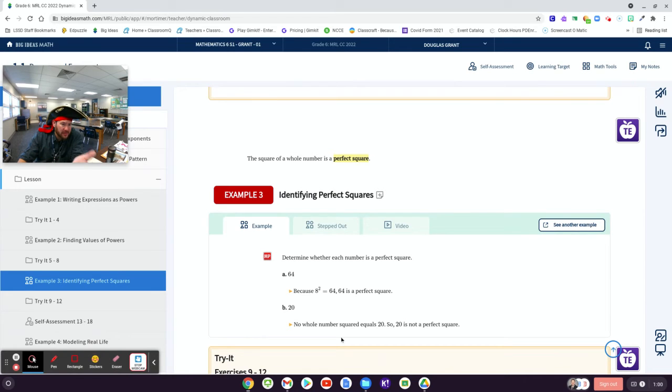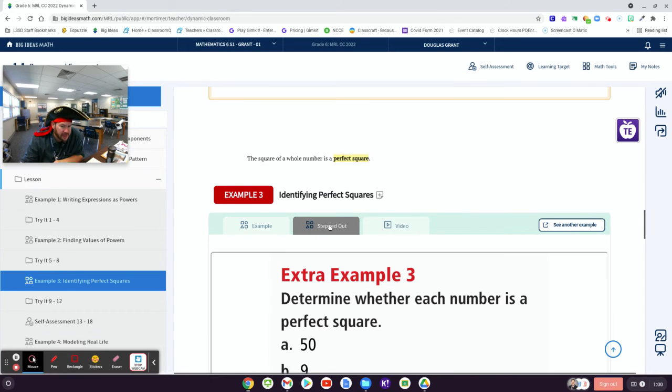Because, for example, 4 times itself is 16. 5 times 5 is 25. So 16 and 25 are perfect squares, but 20 is not. There's no same number you can multiply by itself and get 20. This is one that you might want to reread, look at these examples again before you try these stepped out examples. But here we go.